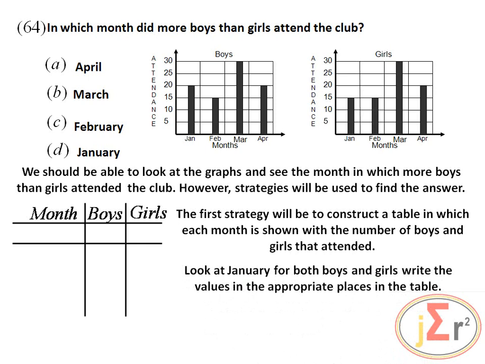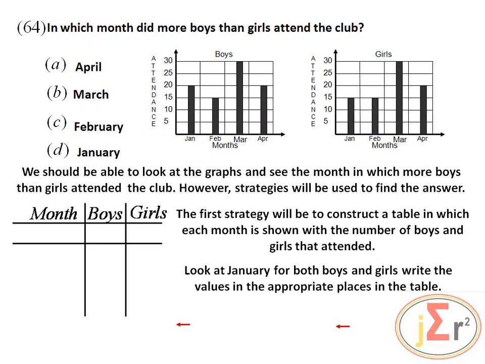So we are going to do that. Then we look at the number of boys in that month, and we put the number of boys there, and we put the number of girls there. That's no problem at all. So look at January for both boys and girls. Write the values in the appropriate places in the table.